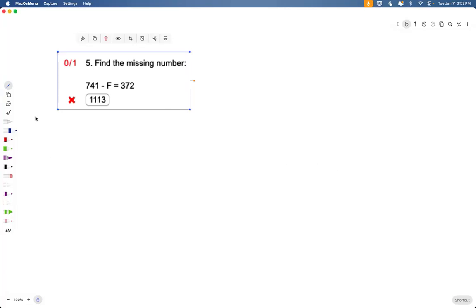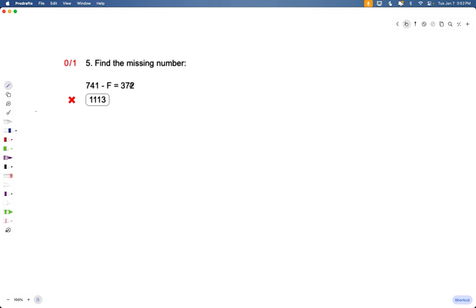Hey Audrey, I'm looking at today's work and this is the first one I see. It says find the missing number. So you've got 741 minus f equals 372. So you've got this number here. It looks like these two added together.